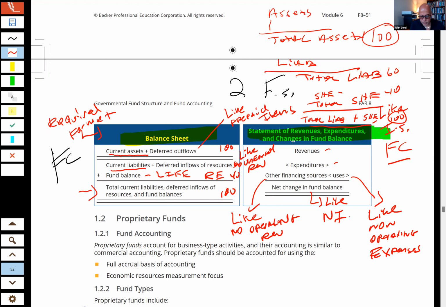Okay, and net change in fund balance is like net income. Okay, so let me ask you a couple of questions then. If fund balance is like retained earnings, and change in fund balance is like net income, then would revenues increase your net income or decrease your net income? Question.